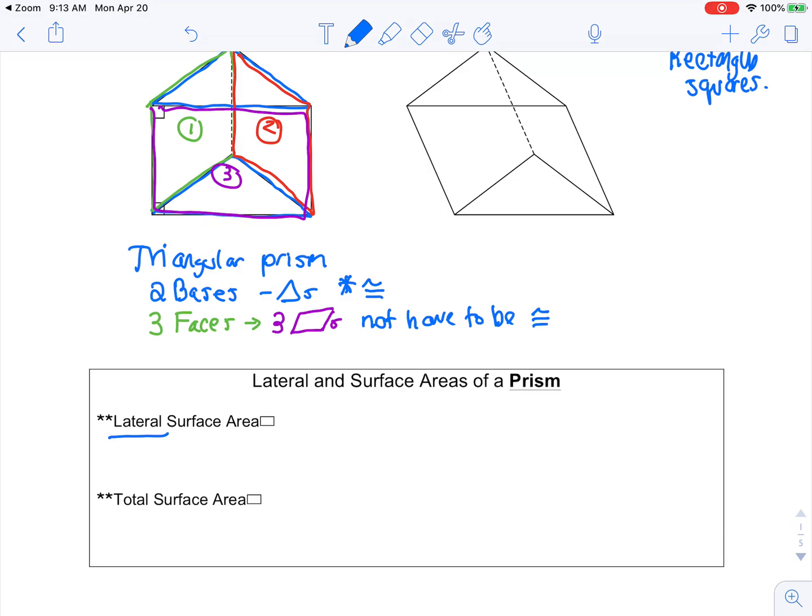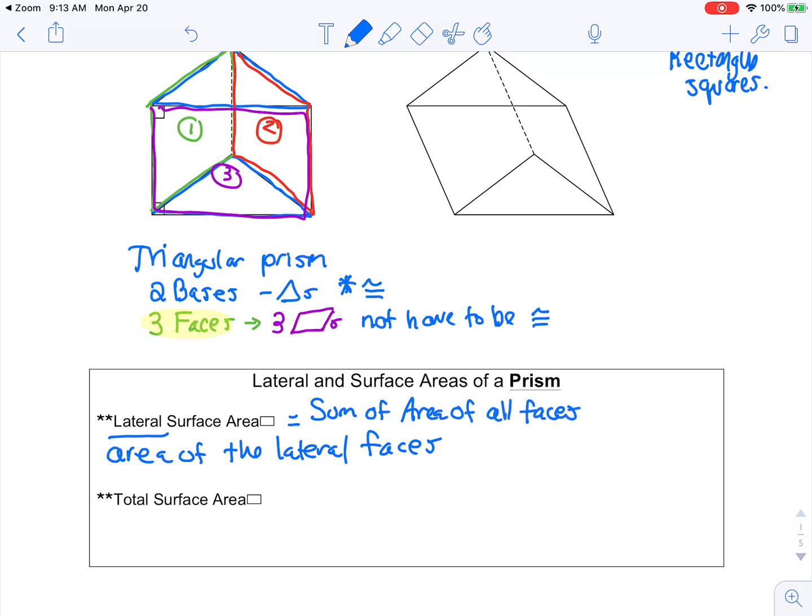The lateral surface area specifically refers to the area of the lateral faces. Now, on the prisms up above, there were actually only three lateral faces. Remember, these were the three rectangular figures. So when we're finding the lateral surface area, what we need to do is find the area of, or actually, let me rewrite this. We're going to find the sum of the area of all faces.